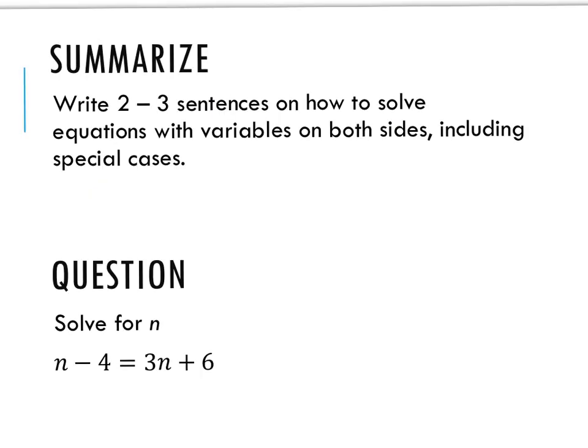Do not forget to do your summary, so 2 to 3 sentences on how to solve equations with variables on both sides. Be sure to write at least one of those sentences talking about special cases. Then your question for today is to solve n minus 4 equals 3n plus 6. Attempt the problem. If there are any struggles or frustrations or confusions, make sure you make note of it, and when we go back to it in class, we'll clear up any confusions.